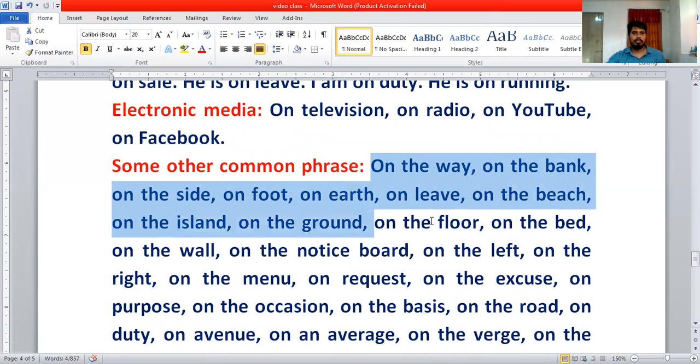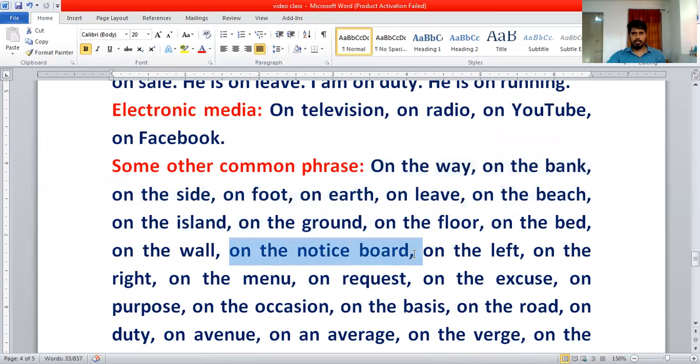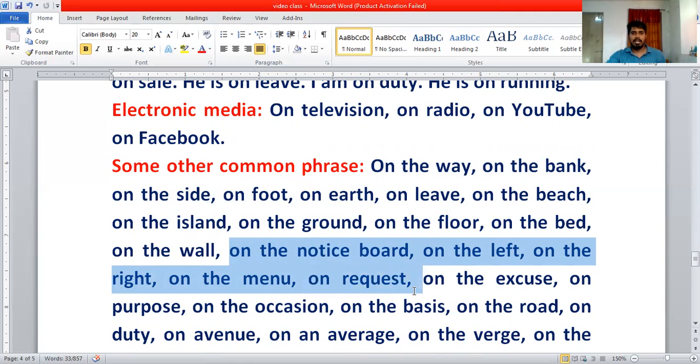On the beach, on the island, on the ground, on the floor, on the bed, on the wall. There is a picture on the wall. On the notice board, on the left, on the right. If you go on the left, you will find your bank. On the menu. What is on the menu? On request. I came here on your request. On the excuse. On purpose. On the occasion.